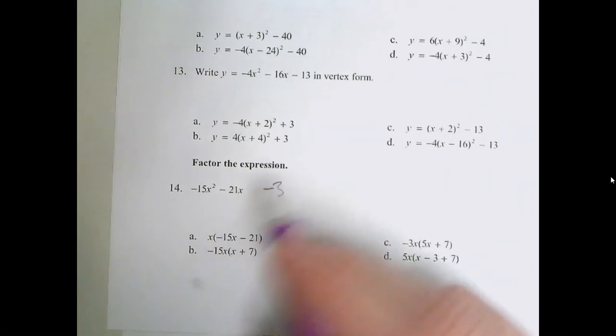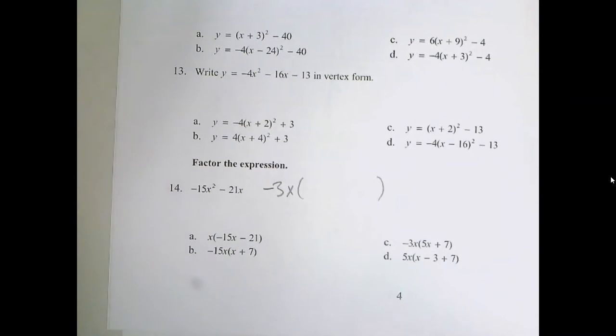So here we got x squared and x. X is obviously smaller than x squared. So that means C would be the correct answer.